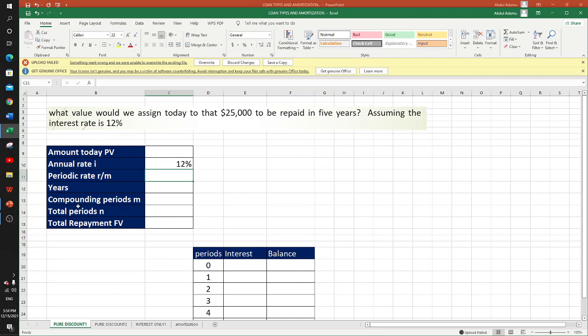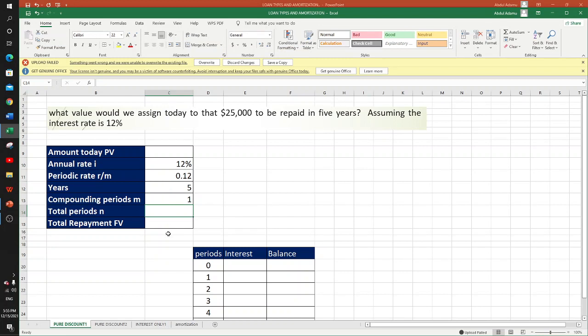This is an annual rate, so the compounding period is 1. Then our periodic rate will be equal to 12 divided by the compounding period. We are putting this so that we'll see clearly if the compounding period changes, we'll know how to adjust it. So for how many years? We have 5 years. Then the total period will be 5 times the compounding period.